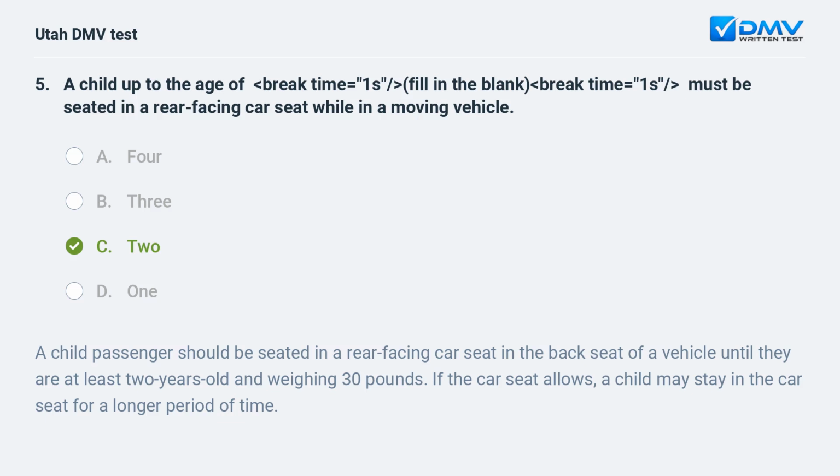C. 2. A child passenger should be seated in a rear-facing car seat in the back seat of a vehicle until they are at least 2 years old and weighing 30 pounds. If the car seat allows, a child may stay in the car seat for a longer period of time.